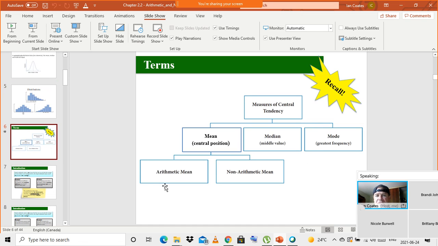And this is where we're at today. We're hitting the mean. Last week we covered these ones here, okay? And now we're going to hit the arithmetic.